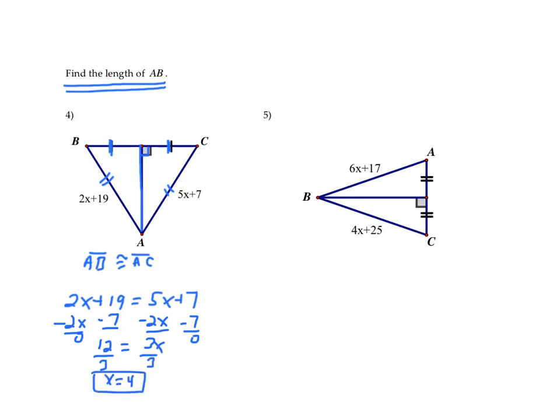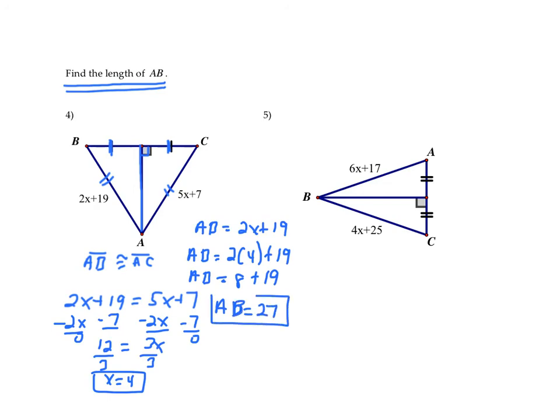Now remember, as I pointed out in the beginning, we have to find the length of line segment AB. Since AB is equal to 2x plus 19, AB will be equal to 2 times 4 plus 19. Or finally, AB is equal to 8 plus 19. One more step: AB is equal to 27. You can also check it by plugging the 4 in for x for AC and making sure that's equal to 27 as well, which it is.